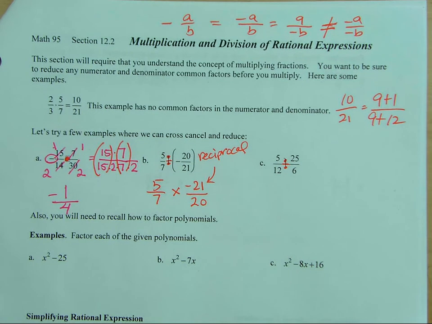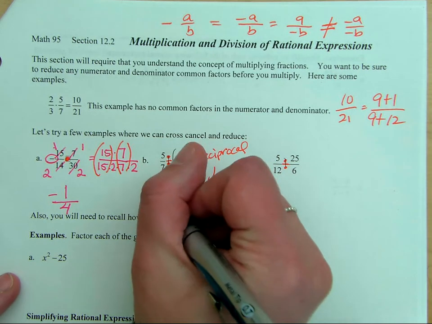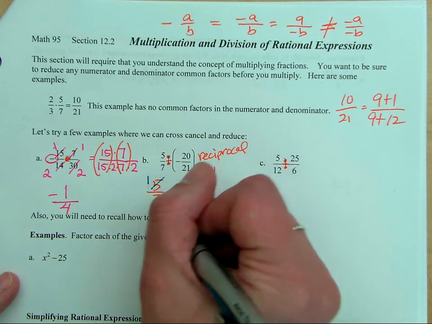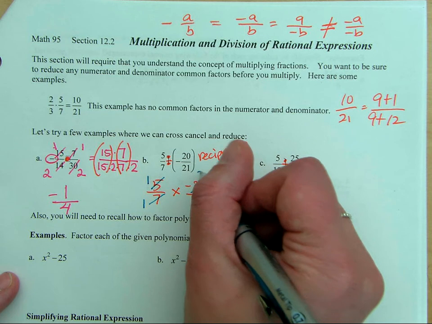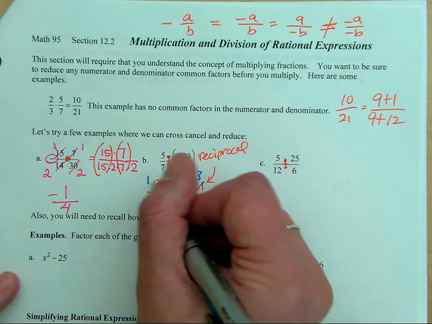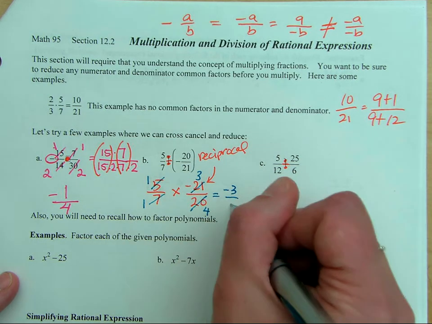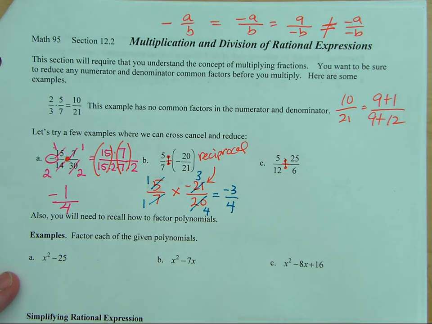Now, can I cross cancel anything here? 5 and 20, 5 becomes 1, 20 becomes 4, 7 goes into 21, how many times? And now we multiply across. 1 times negative 3 is negative 3. 1 times 4 is 4. That way, when you multiply across, your answer, when you cross cancel, is going to be fully reduced.